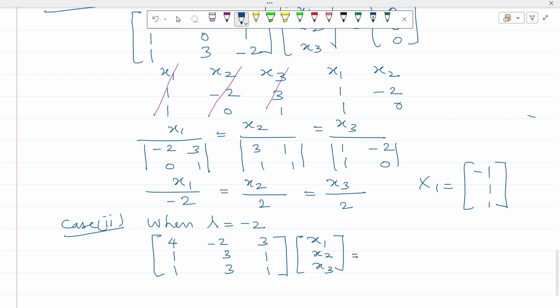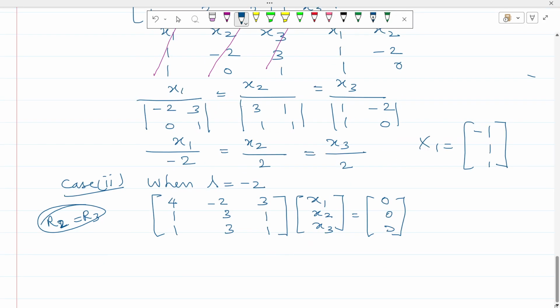You have to take two non-identical rows. Here you can see that row 2 and row 3 are equal. You should not take this, you should not consider this. Other than that, you can take row 1 and row 2. Row 1 and row 2 are the two non-identical rows.